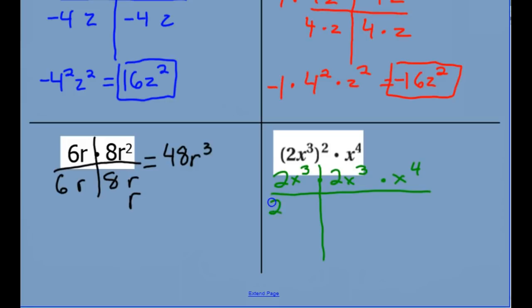Well, we only have 1, 2 here. We have 3 x's. 1, 2, 3. Again, we only have 1, 2, but we have 3 x's. And on this one, we have just 4 x's. So x to the fourth gives us 4 x's. So what we need to do is count this up. We have 2 2's. 2 times 2 is 4. And we have 1, 2, 3, 4, 5, 6, 7, 8, 9, 10 x's. So we have 4x to the 10th power.